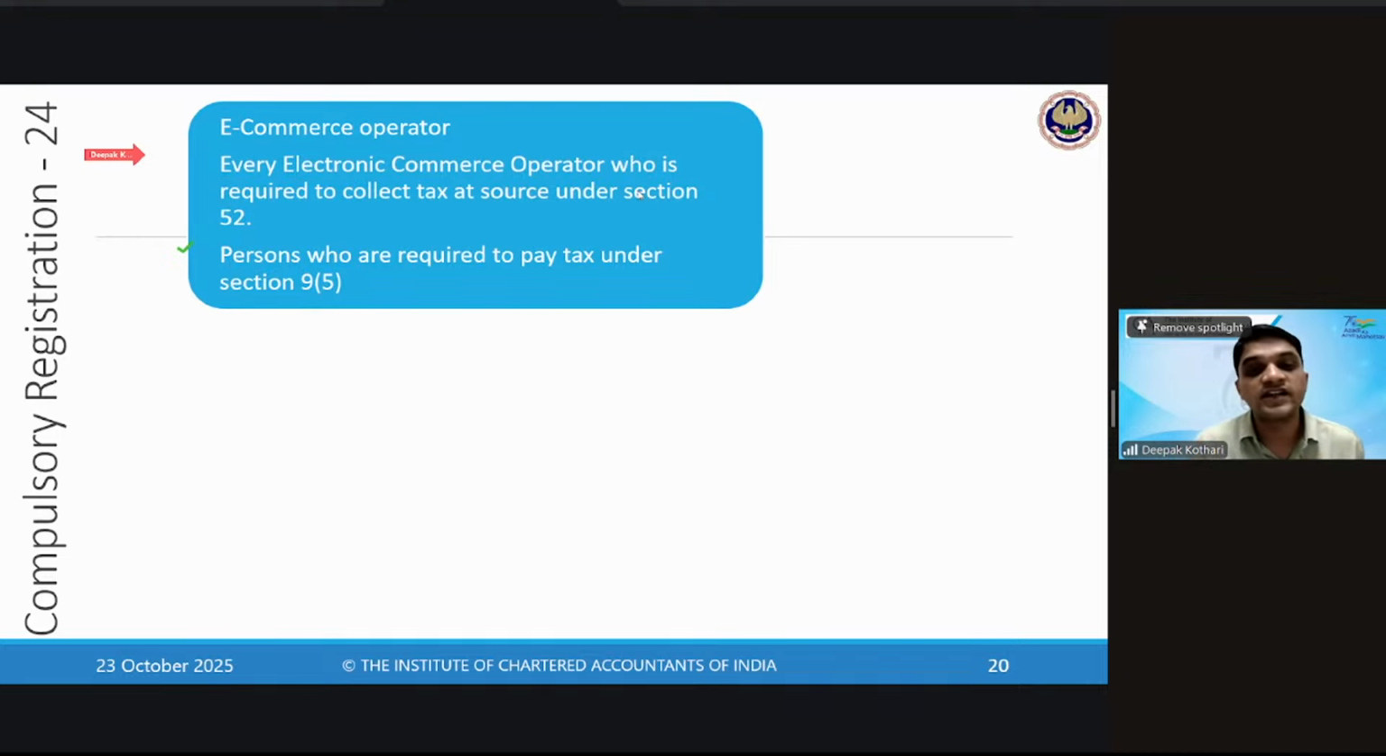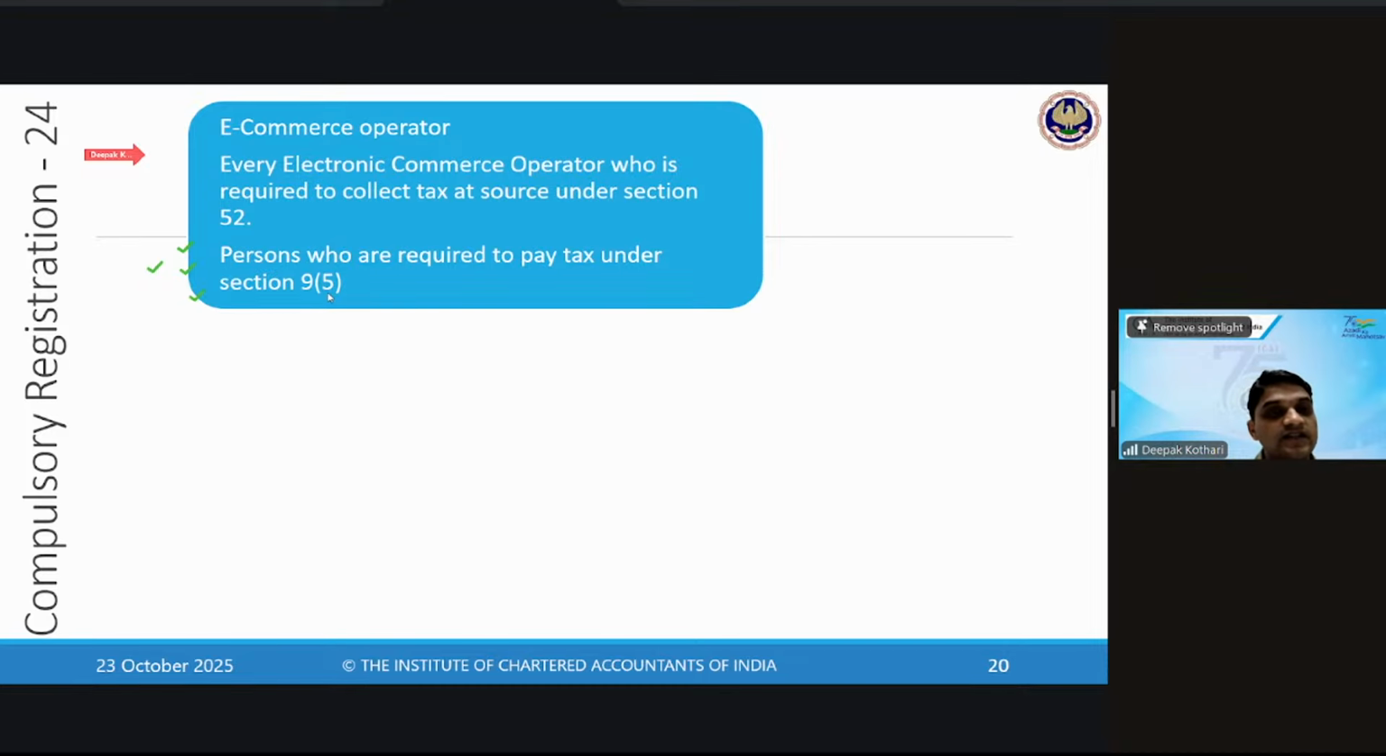The 9-5 category are suppliers like Swiggy, Zomato, Urban Company, Make My Trip. These are the examples of 9-5. That is, those people who will pay the tax on behalf of the supplier. If you're buying any food from Zomato, the restaurant person will not pay the GST. Zomato will pay the GST. Tax will be collected from the customer and they will pay the GST. That is the category of persons who are required to pay tax under 9-5.